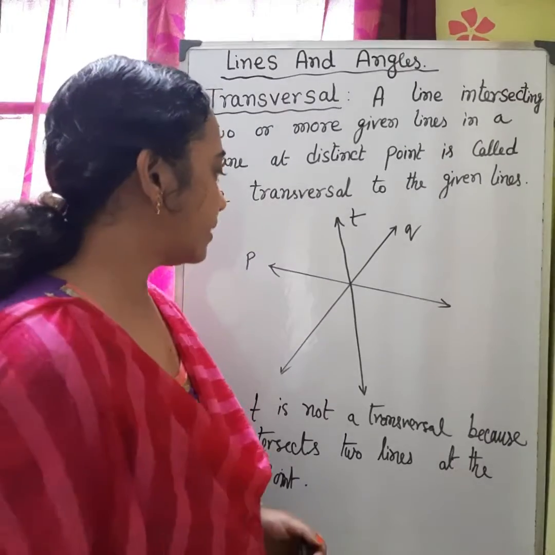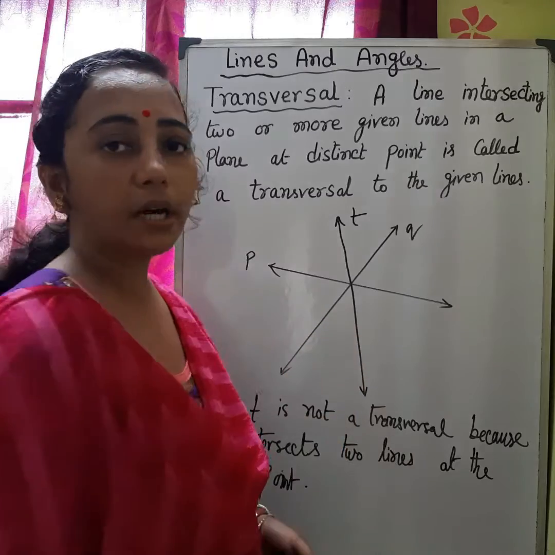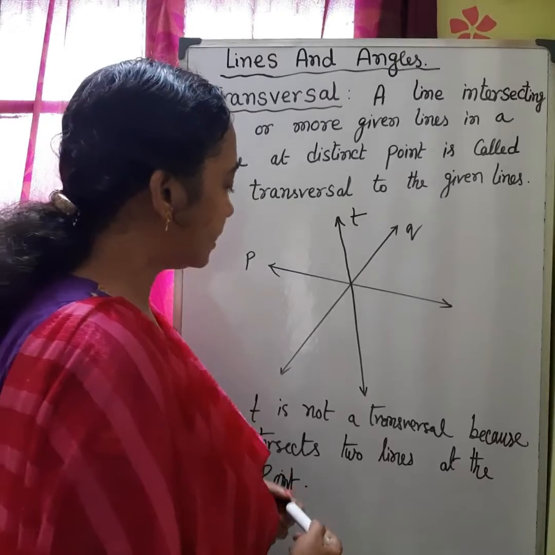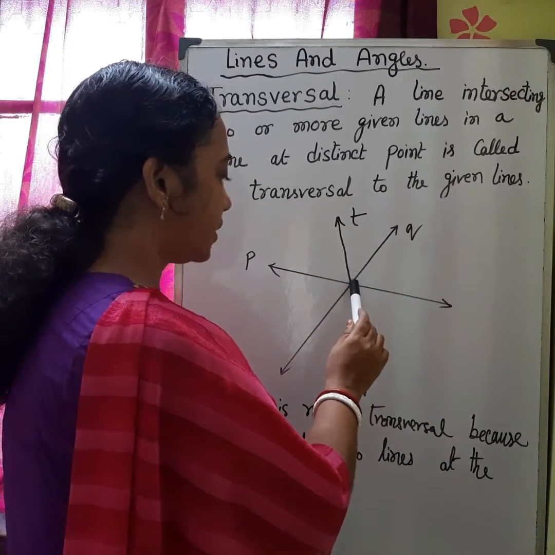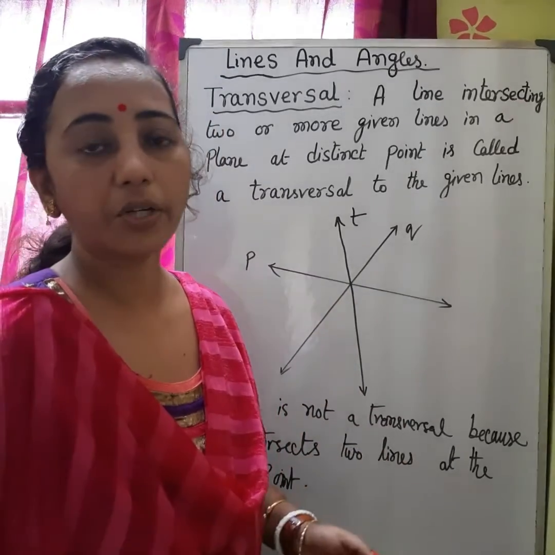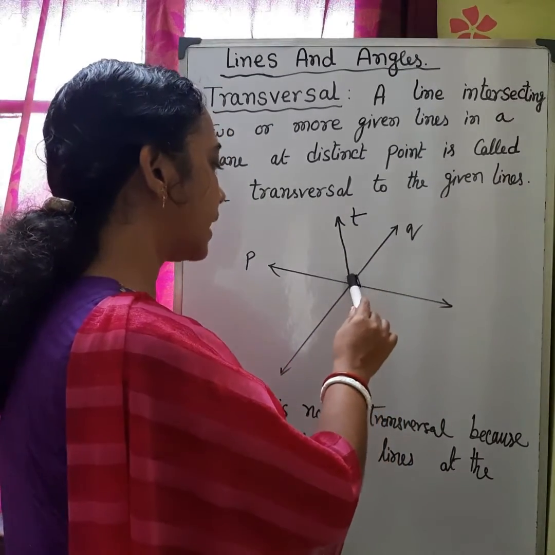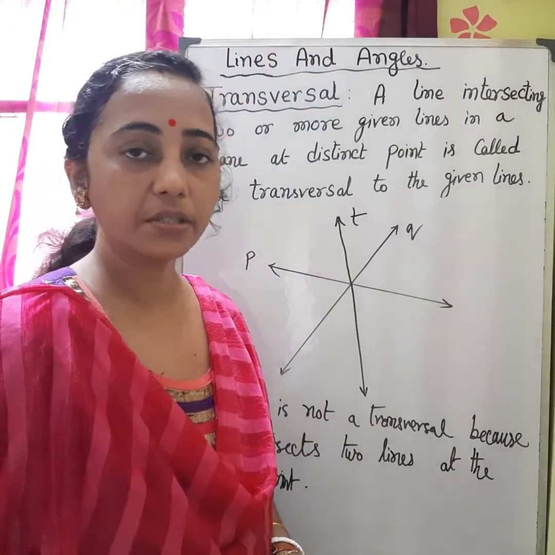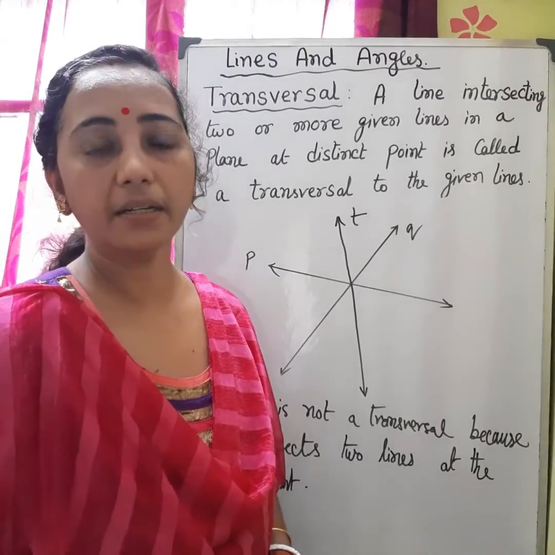Now let us see another example. In this figure, the line T is not a transversal to the lines P and Q because the line T intersects the two lines P and Q at the same point. So all the points of intersection are the same. These points of intersection are not distinct. So the line T is intersecting both the lines at the same point, which shows that this line T is not a transversal to the lines P and Q.